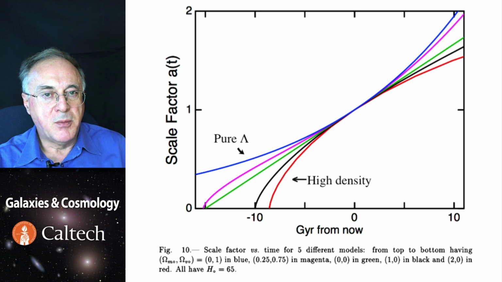And so here is just a plot that shows what some expansion laws look like. There are different values of cosmological parameters that are written in the caption, and we will actually address those in more detail later.